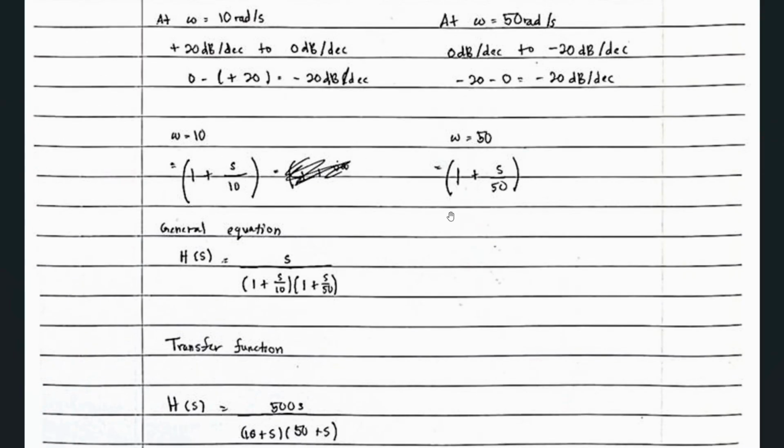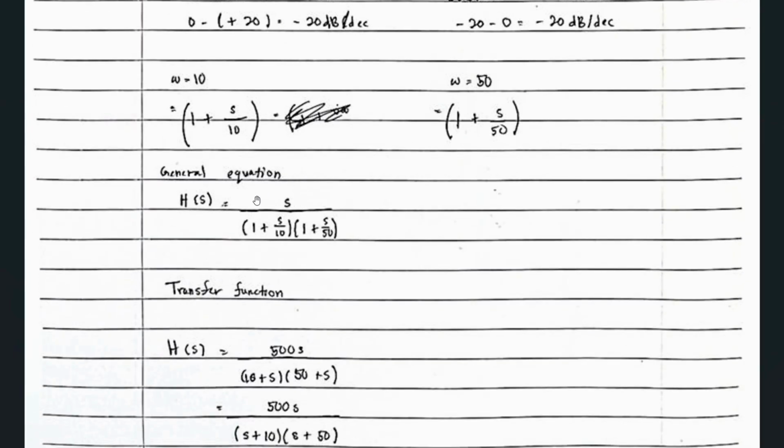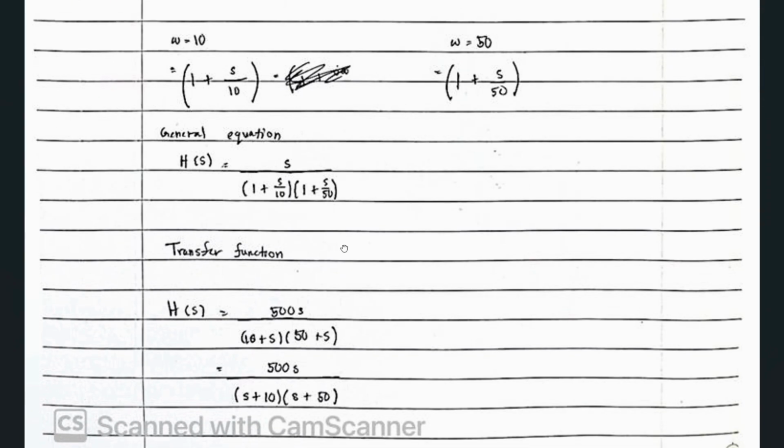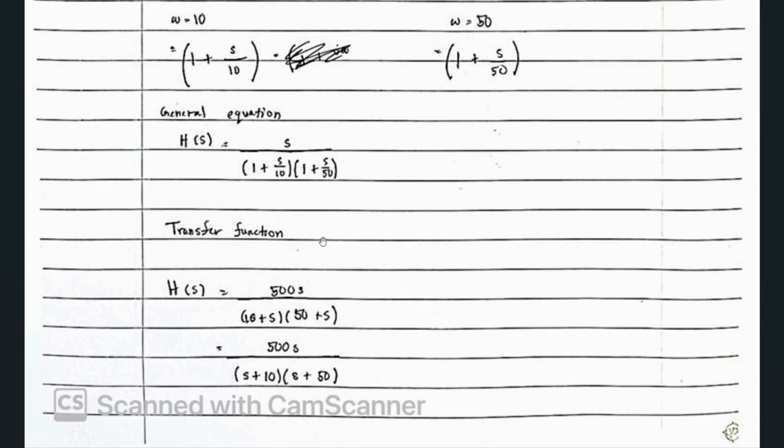After we got all the equations, we can put them into the general equation. This is the general equation, but this is not the final answer. The final answer is we want the transfer function. So we change this general equation to the transfer function using a formula. The final answer for the equation is 500S over (S plus 10) multiplied by (S plus 50).